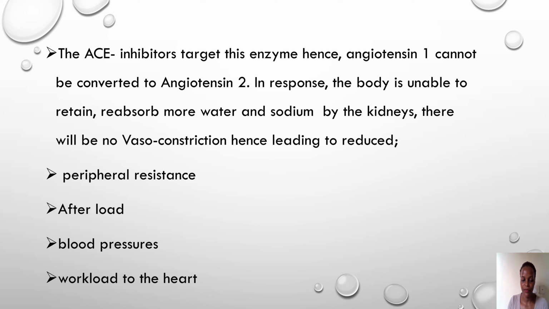For us to understand the action of the ACE inhibitors, we need to understand the renin-angiotensin system very clearly and how it works. One, when there is a drop in the blood pressure or a drop in the fluid volume, the kidneys will sense it and release what we call renin, and this renin will act on the angiotensinogen that's produced by the liver to change it into angiotensin 1.